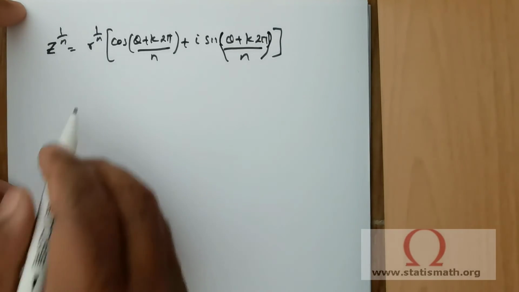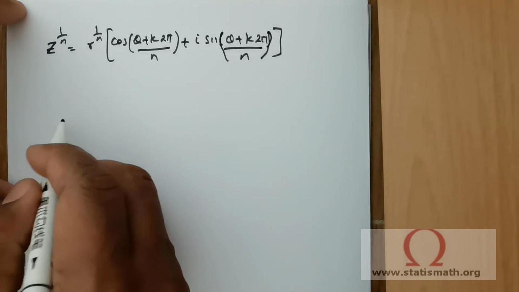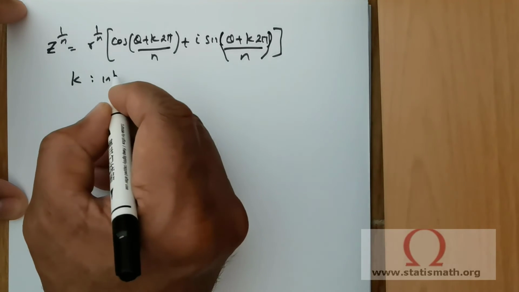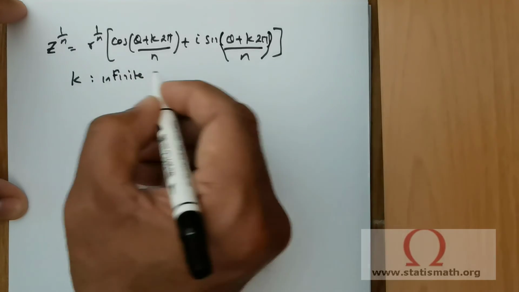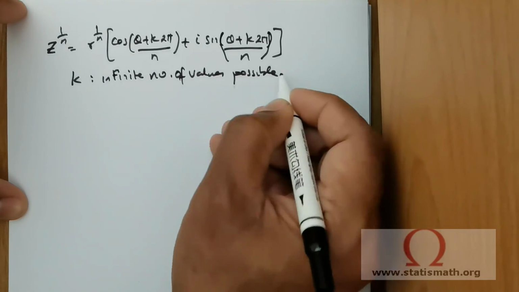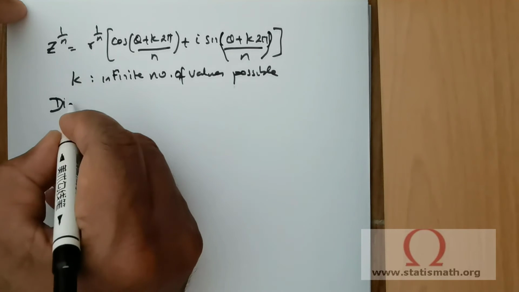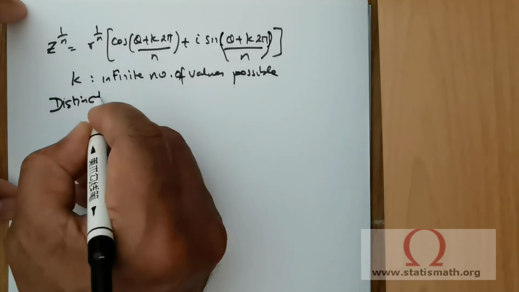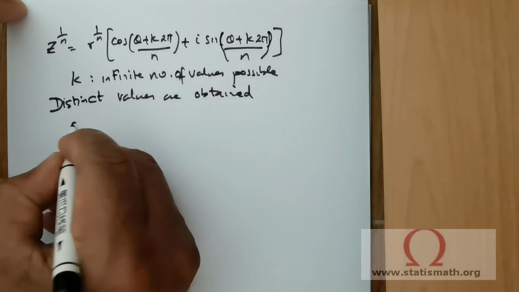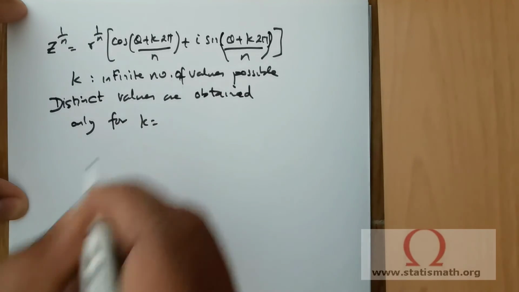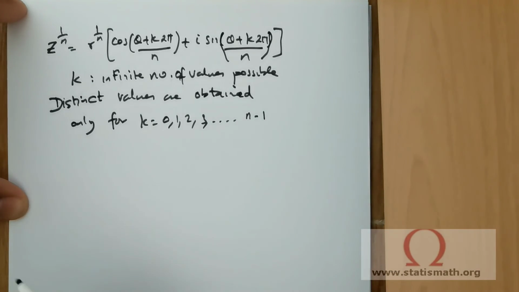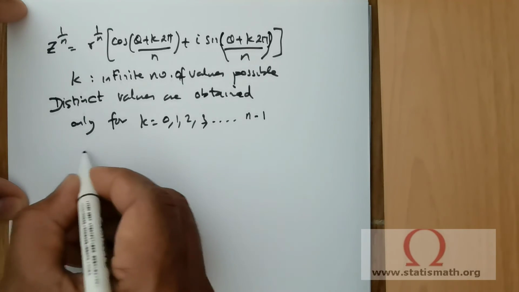One important point when we are dealing with the nth root of a complex number: k can take any values, which means there are an infinite number of values possible in this case, but distinct values are obtained only for k being 0, 1, 2, 3 and up until n minus 1. After that the values will repeat.